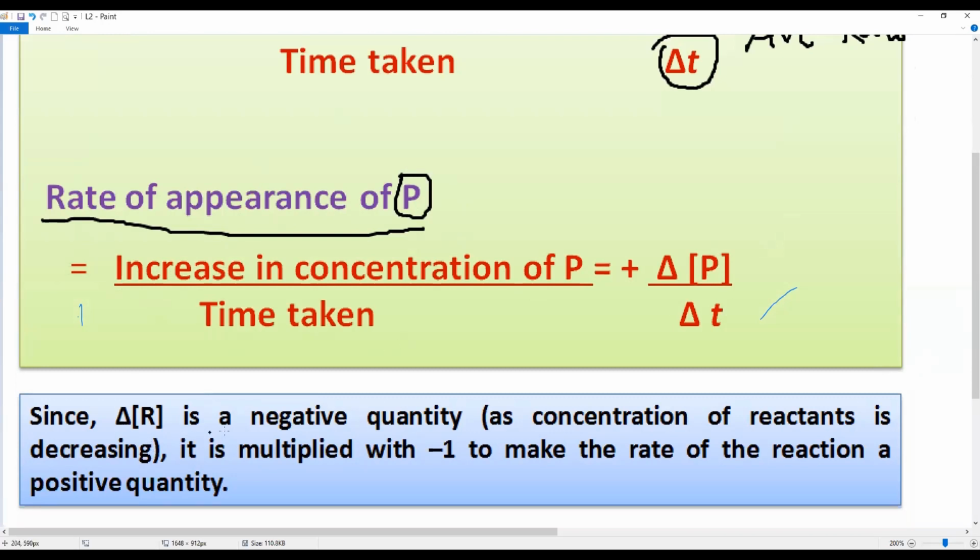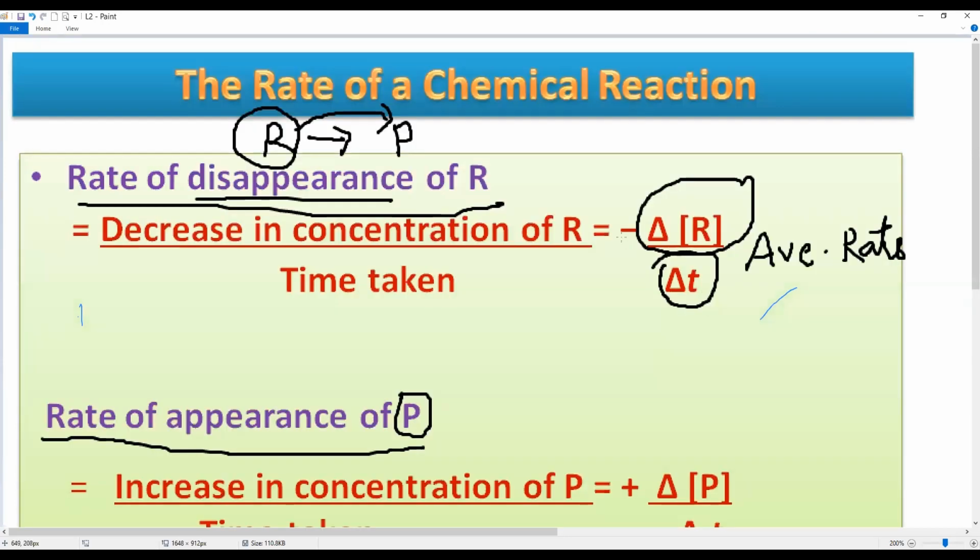Since delta R is a negative quantity, I'm putting a negative sign over here because the rate can never be a negative quantity. You can compare this with the speed of a car. The speed of a car can never be negative. The car can either move in a forward direction or in a backward direction, but the speed of the car can never be a negative quantity, it always has to be positive. But since the reactant concentration is always decreasing, I am putting a negative sign over here to make the overall quantity positive. We have already learned all this concept, I am just revising it, so let's go really fast.